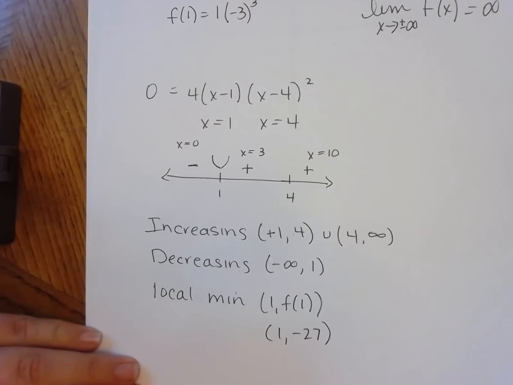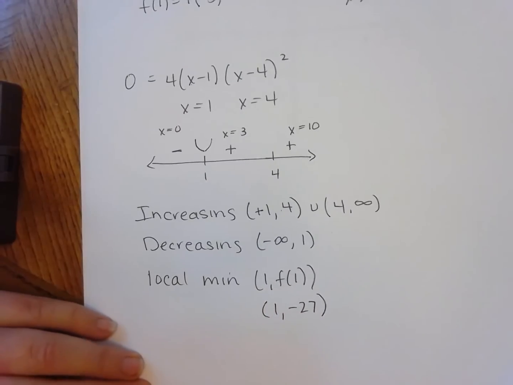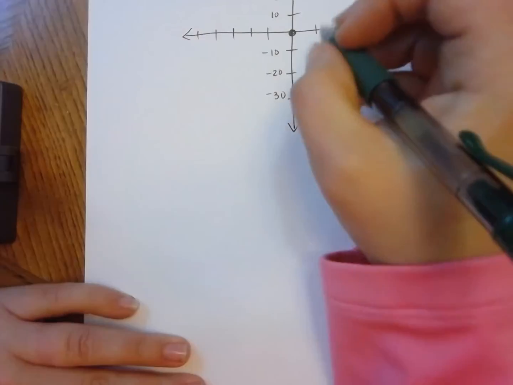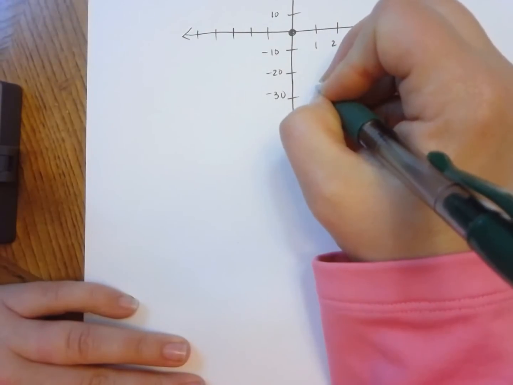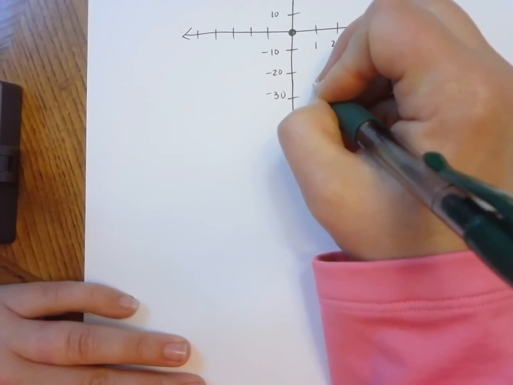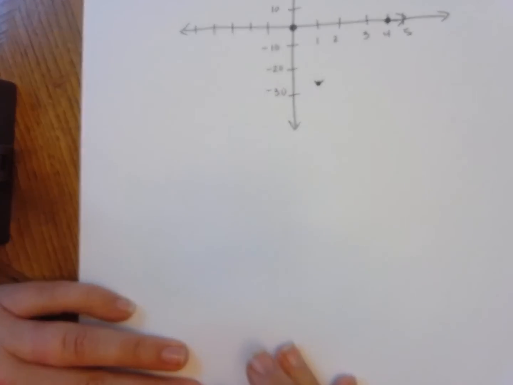At positive 1. Did I say negative 1? I meant positive 1 if I said it. So I have positive 1, negative 27. I'm going to put that on my graph. Okay, so that's approximately, we'll say right here. And I'm just going to put this little piece on it like that so that I know it's a minimum.